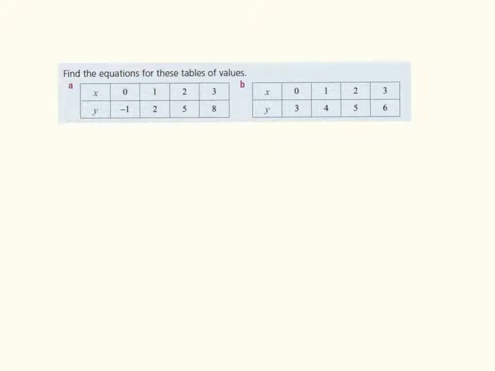Alright, so let's do this. We've got two examples here. I'm going to find, for the first table of values, my rule. And I know it's going to look something like this. Y equals something x plus something. And I need to find the numbers. So my first step is to work out how much the y values are jumping up or down by. So here's my y. So negative 1 up to 2. What's the difference there? I'm jumping up by 3.